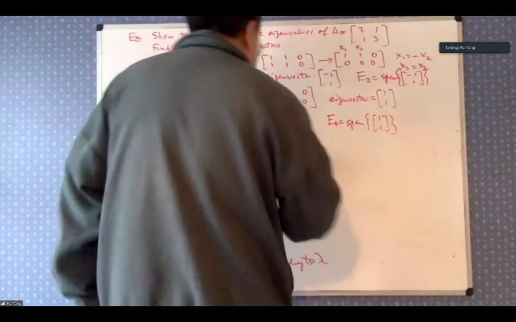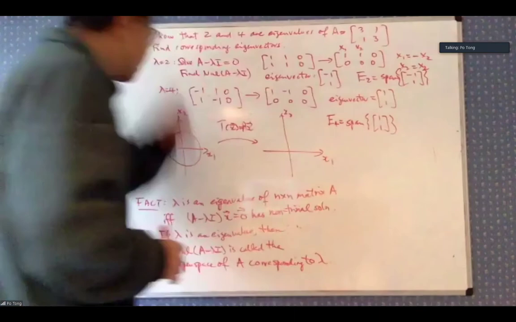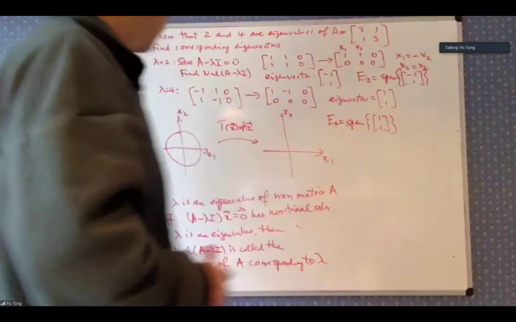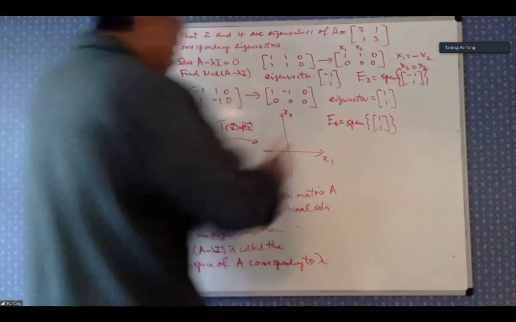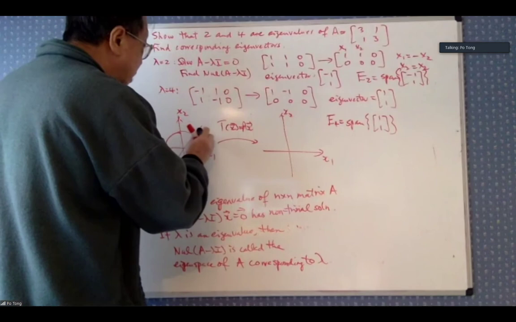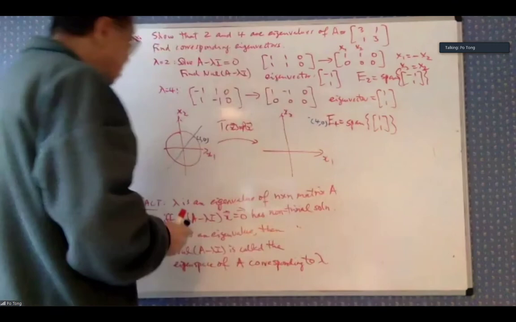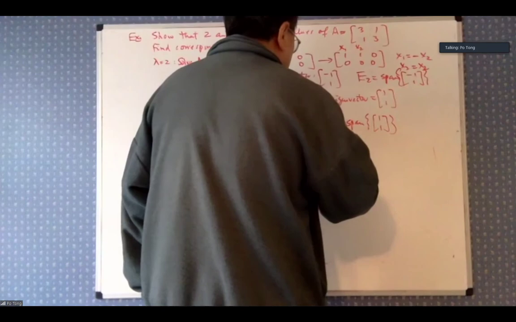What it does is that in the direction 1, 1, it's going to scale by a factor of 4. So, for example, if this is the unit circle, this point, sorry, it's not 1, 0, I mean 1, 1, is going to go to 4, 4. Okay?